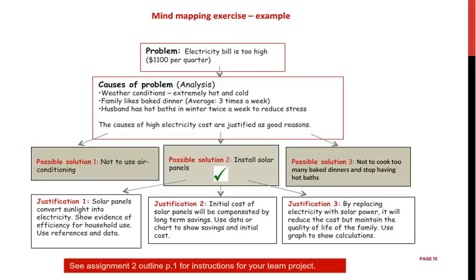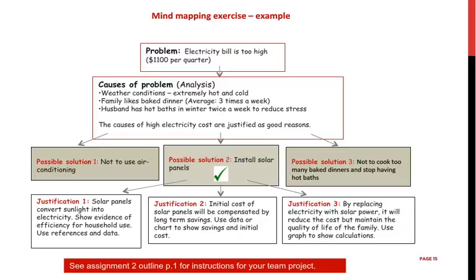And now how do we justify that this is the most plausible solution? We come up with 3 justifications that we can use. Justification 1, that solar panels convert sunlight into electricity, and then show evidence of its efficiency for household use. Remember to use references and data.